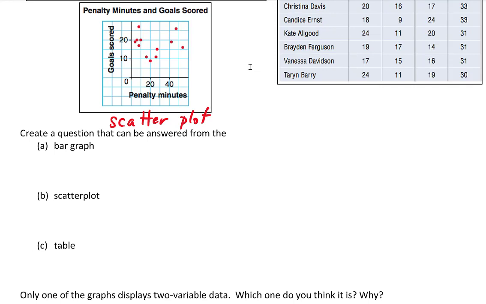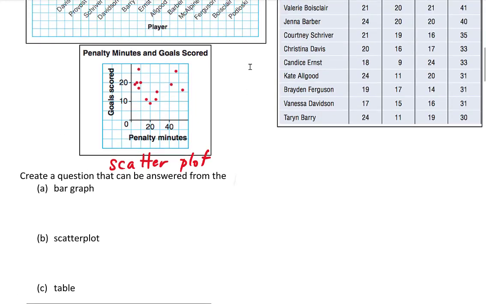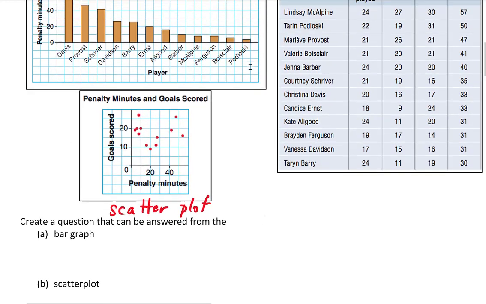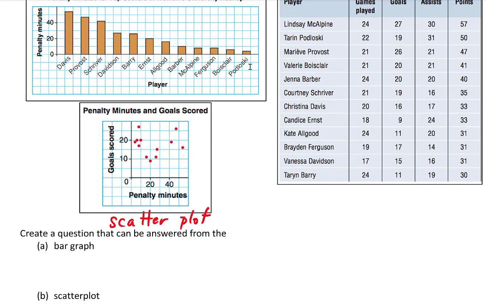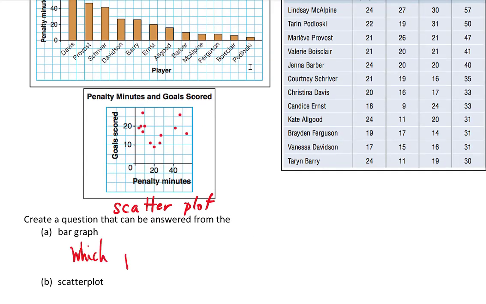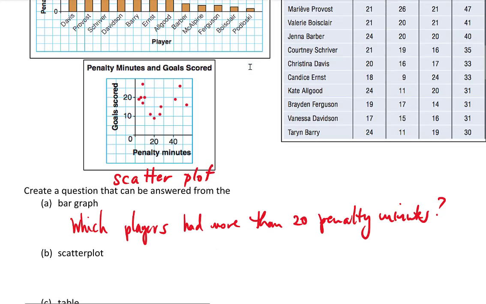Can you create a question that can be answered from the bar graph? Looking back at the bar graph, we can see we have the penalty minutes for the top scorers. You can create any question that you choose. So maybe it's which players had more than 20 penalty minutes. Next, can you create a question that can be answered from the scatter plot? It could be how many players scored more than 20 goals and had more than 20 penalty minutes.